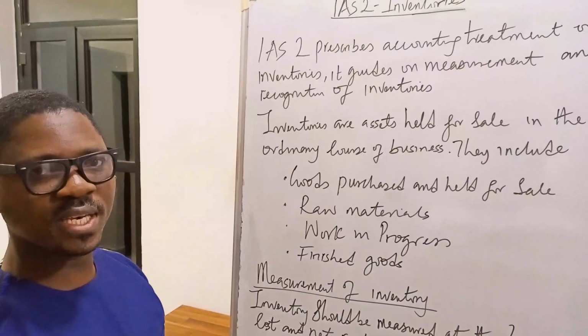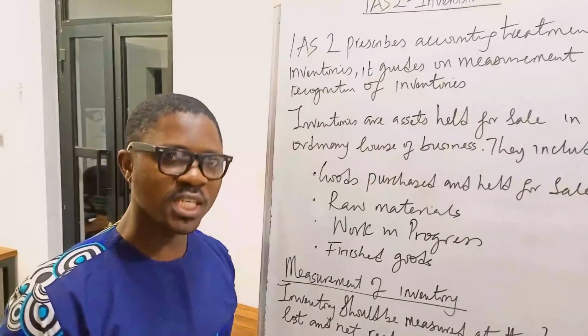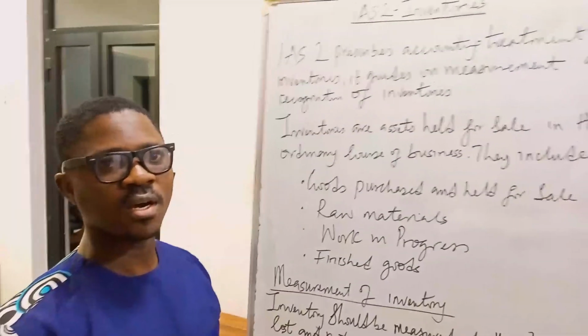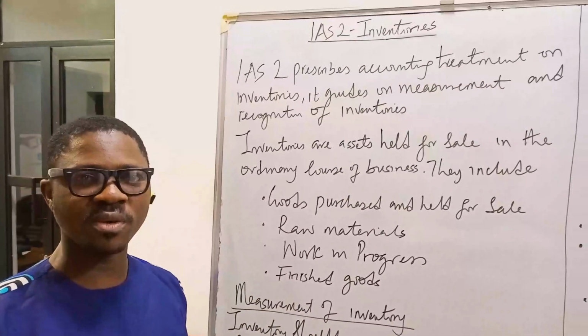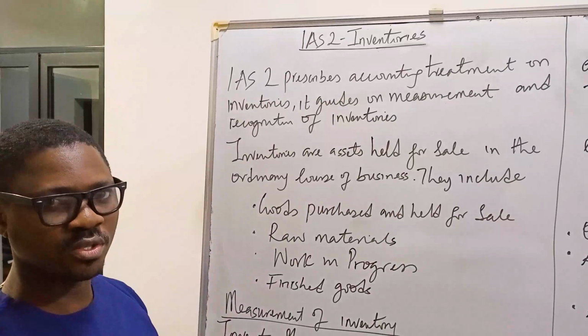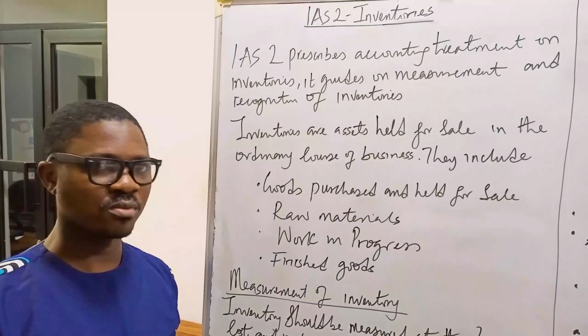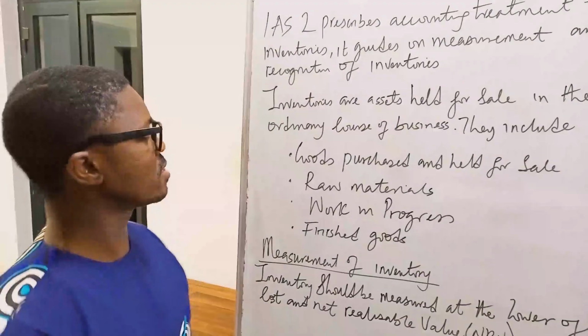In this episode, we'll be looking at IAS 2. What's IAS 2 talking about? IAS 2 is talking about inventories. IAS 2 prescribes the accounting treatment for inventory with respect to the measurement and recognition of inventories in the books of account. Now, what are inventories?